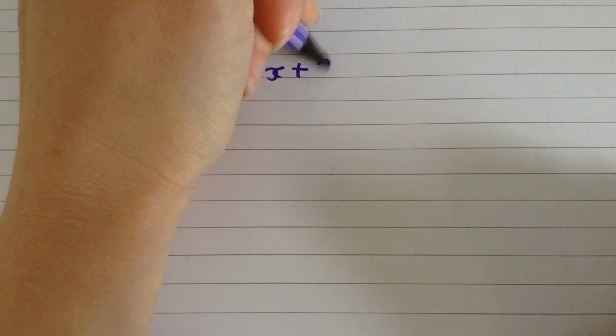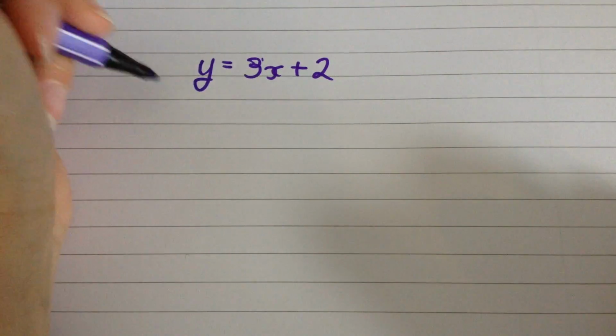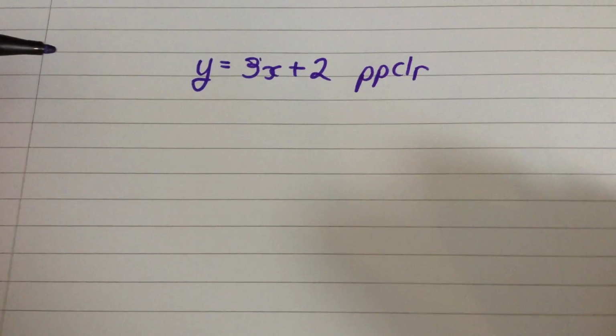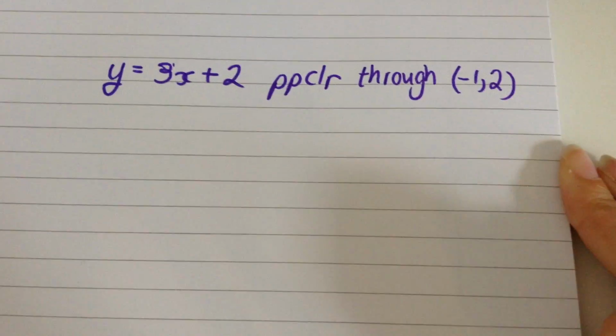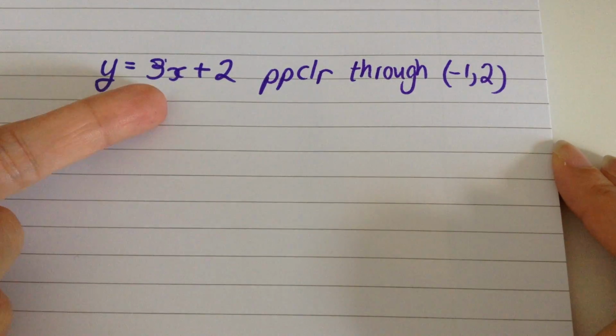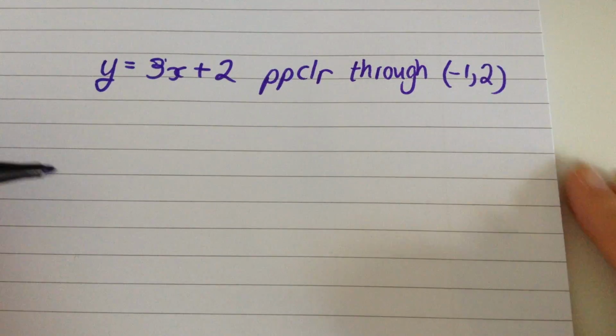Next thing. Okay, say they give you an equation like y equals 3x plus 2, and they say find the equation of the line that is perpendicular to this, and it has to pass through, let's say, -1, 2. Okay, so you want the equation of the line that's perpendicular to that and passes through that.